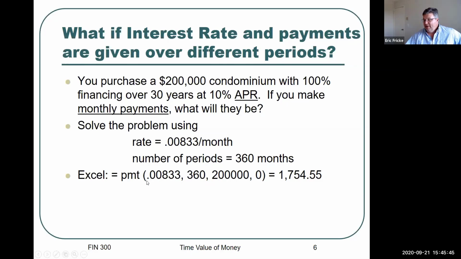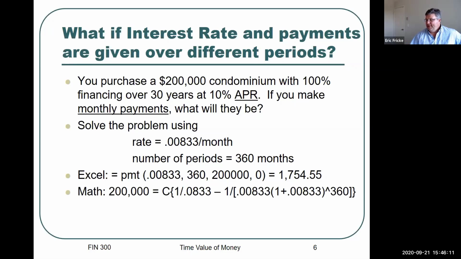And here's the rate R. Here are the number of periods, 360. Here's the present value, and here's the future value, okay? And so this will give us 1754. So that's the new answer, assuming monthly payments in this loan instead of the annual payments we did in the previous example.